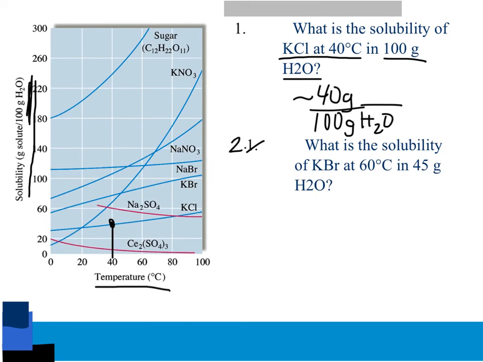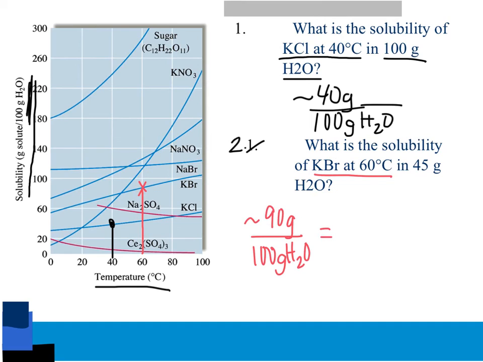So this is what I'm talking about. KBr, 60 degrees Celsius. So here we are, 60 degrees Celsius, and go find the KBr line, which is right there. Then estimate across what that looks like. Depending on how you want to estimate that, let's say that that's approximately 90. So let's say approximately 90 grams will dissolve in 100 grams of water. That's based on the chart, the value that we got.